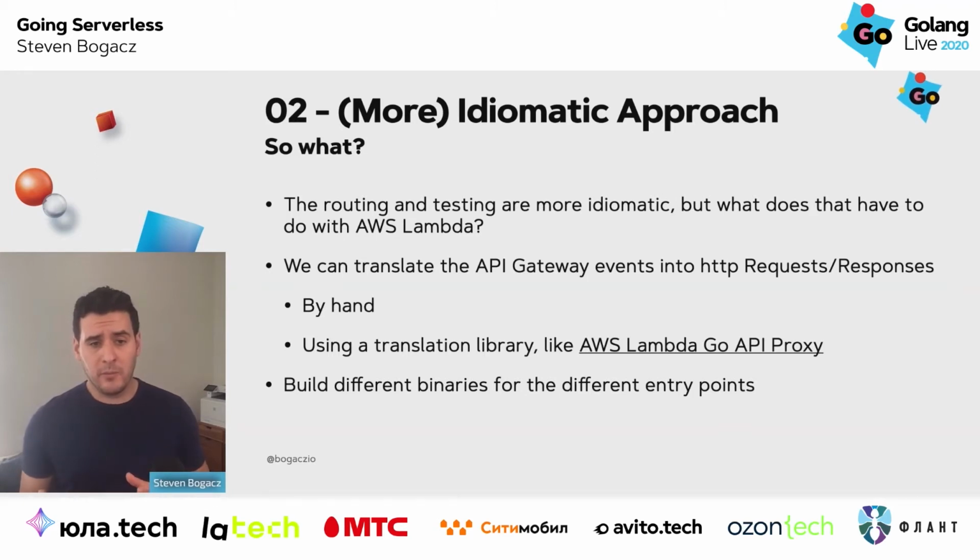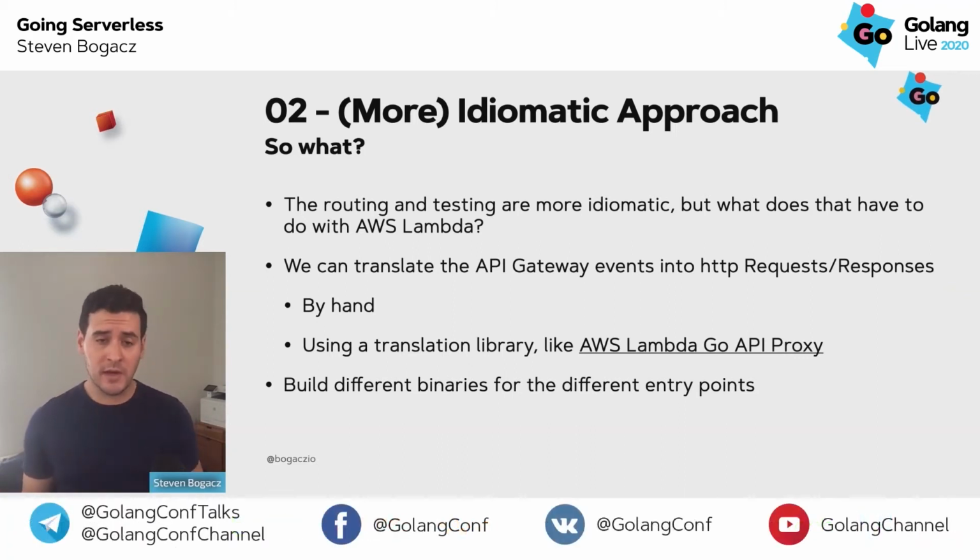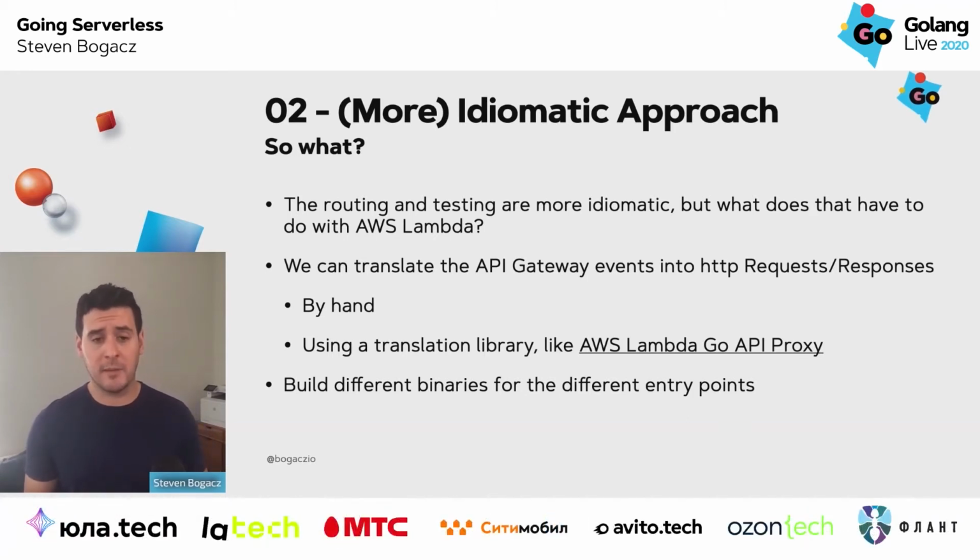So what we can do is basically translate our API gateway objects into standard HTTP objects. We can either do this ourselves, writing some helper functions to take the HTTP request body, read it all into memory and put it into the API gateway proxy request object's body field. But there are already several of these translation libraries out there, and there's one that's actually official from AWS Labs, called AWS Lambda Go API Proxy. We can take advantage of these libraries to basically build two different binaries.